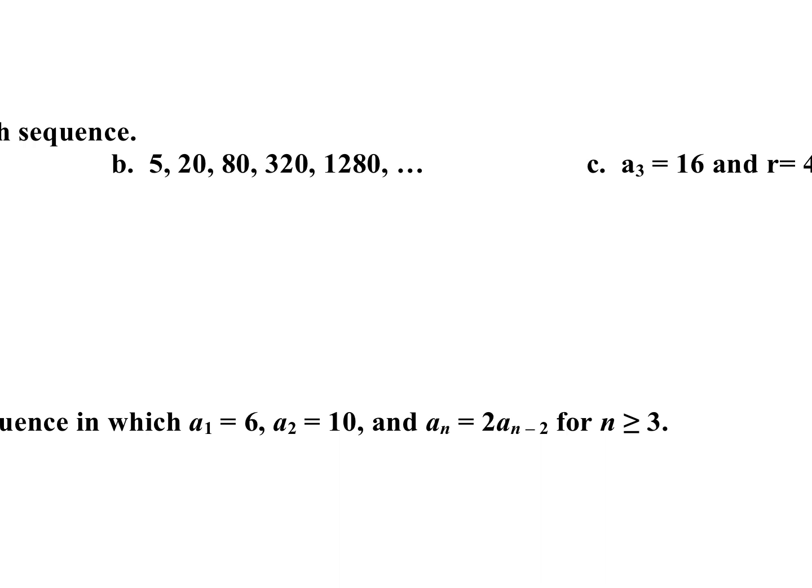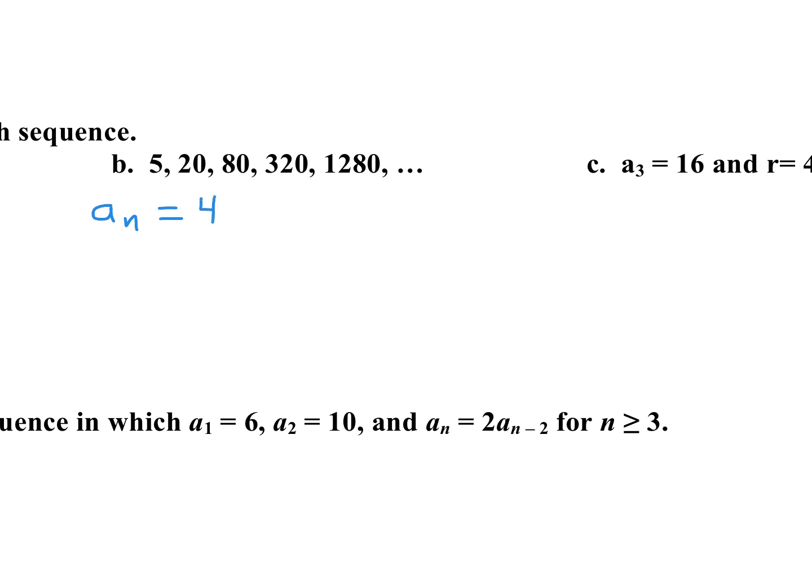All right, for part B, this one is not arithmetic because it increases by 15, but then by 60. So there's not a consistent difference, but there is a consistent ratio. So to get from 5 to 20, you multiply by 4. And then as you can see, it just keeps multiplying by 4 to get the next term. So we write our equation to find a sub n. What do we do to the previous term? We take the previous term and multiply by 4.